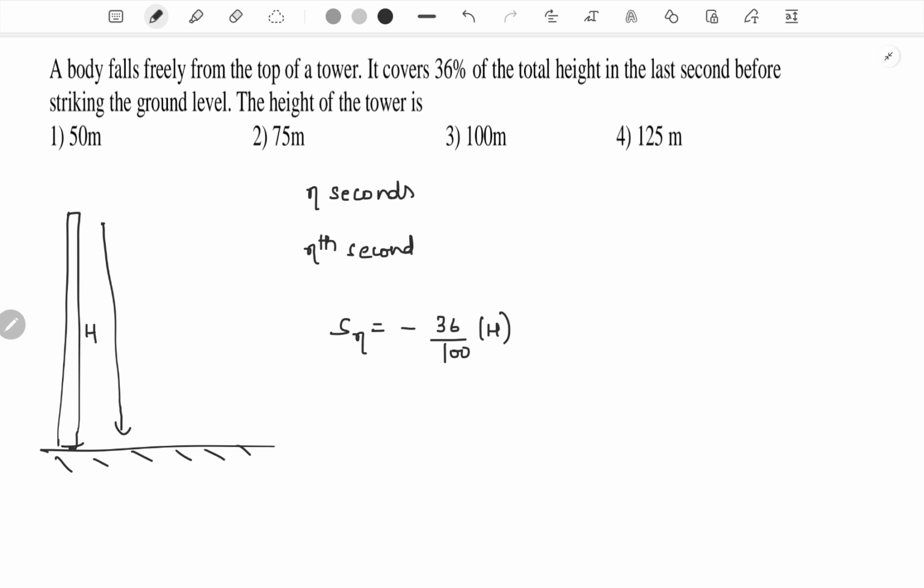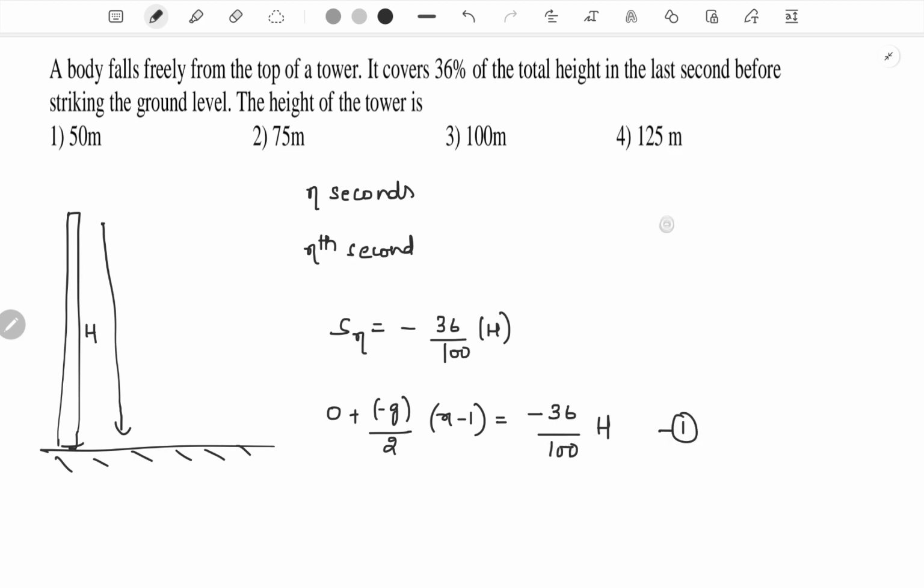Then what's the height of the tower? The height of the tower we need to find out. So what we will do? First we will try to find the time n. We know the relation for displacement in the nth second, which is u, where u is 0 since it starts falling freely, plus a by 2 of (2n minus 1), which is equal to minus 36 by 100 into h. So we would get one relation between h and n.